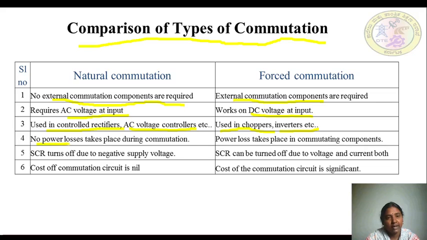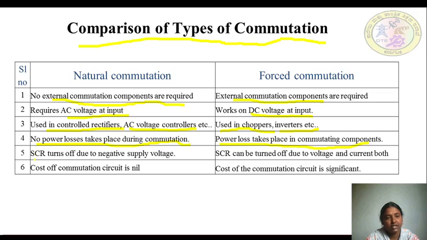So if you go with the natural commutation, no power losses will be taking place during commutation because we are not going to connect any extra components in the circuit. But if we go with the forced commutation, then obviously due to the connecting of external components like inductors and capacitors, power loss will be taking place in these commutating components.